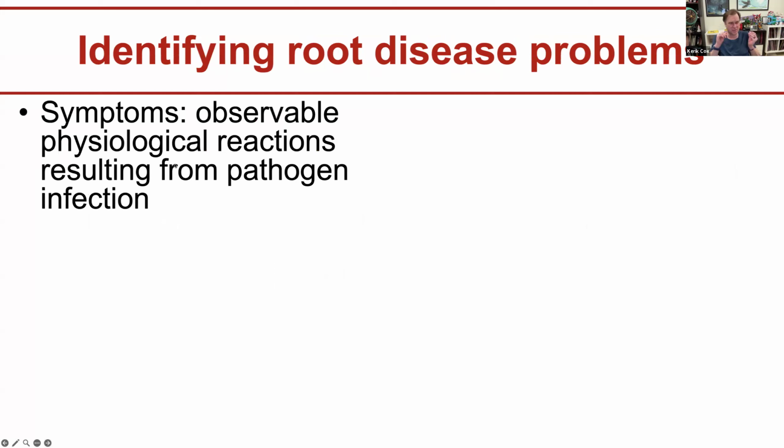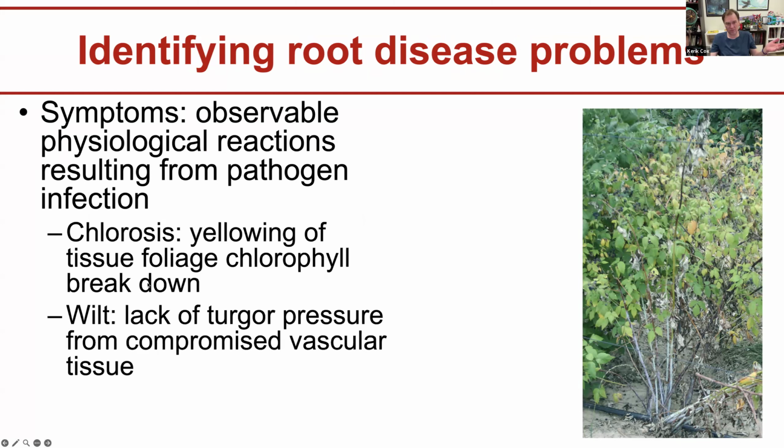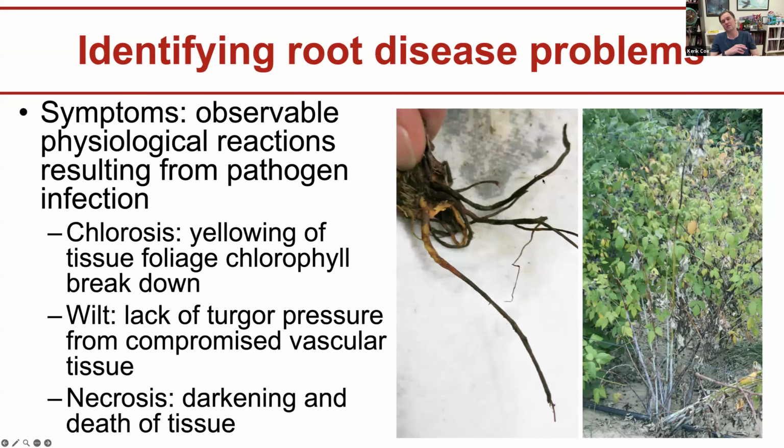In many instances, you're just going to get a physiological symptom that results from a pathogen infection. One of the more common ones is you might just see yellowing of the foliage, such as in these beautiful blue raspberries that are infected with a fusarium or a verticillium type issue. Just some chlorosis. They might just start wilting, or they could end up having full-on necrosis. And a lot of these things are general physiological reactions and can be due to any number of problems and not just necessarily root disease, particularly wilt, necrosis.